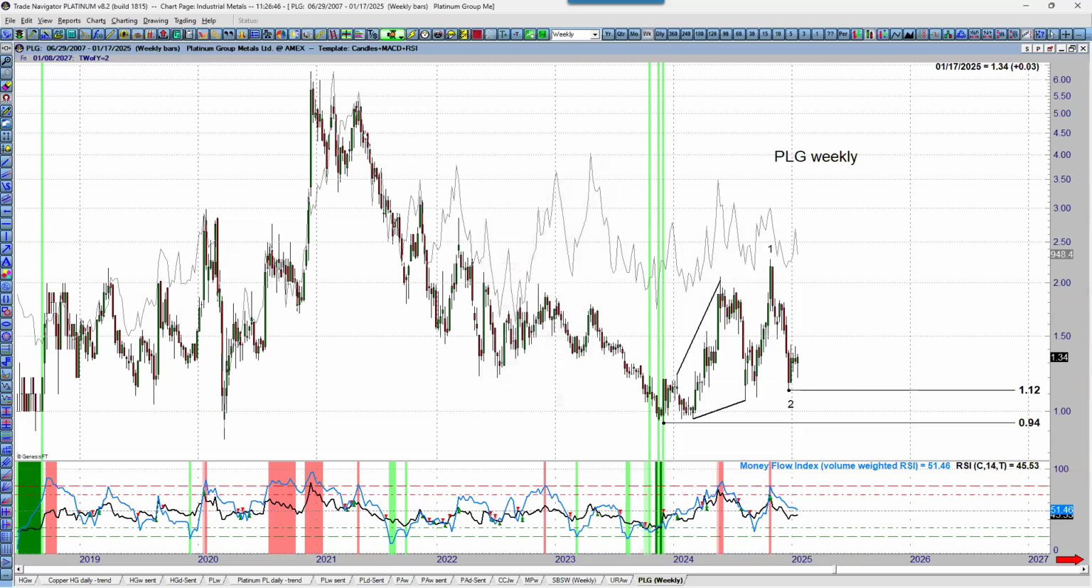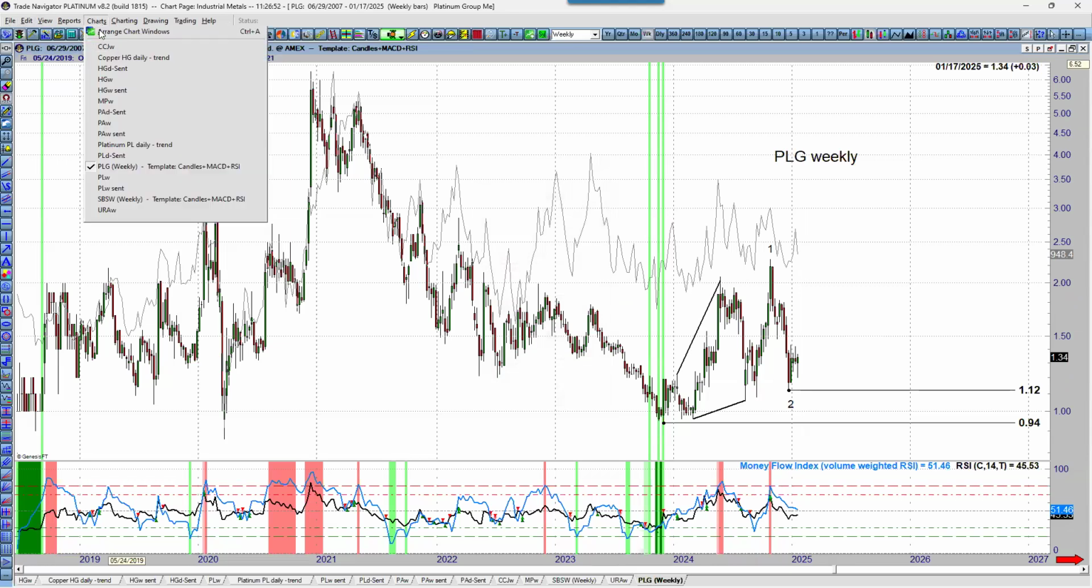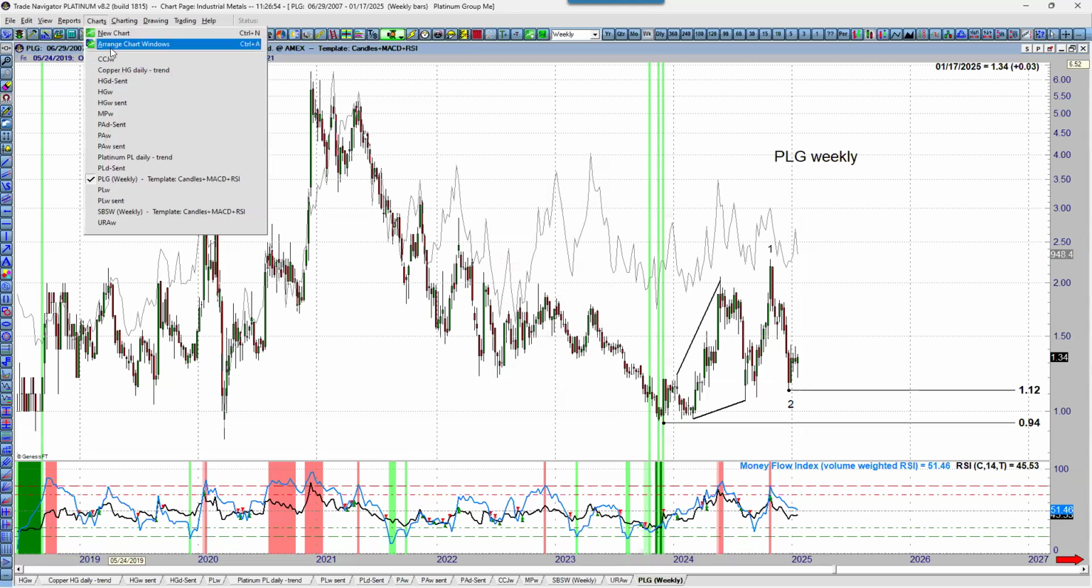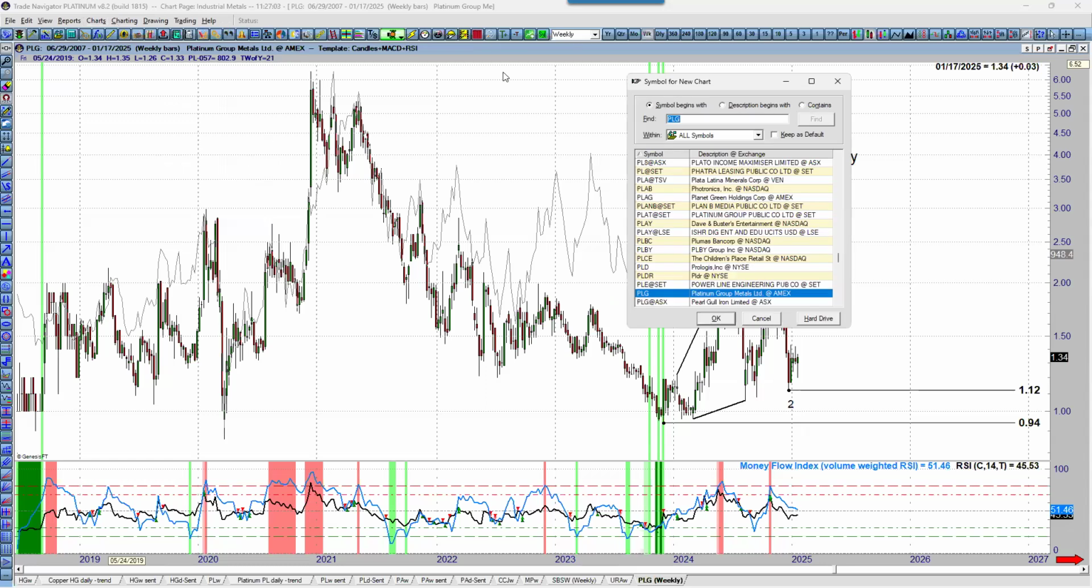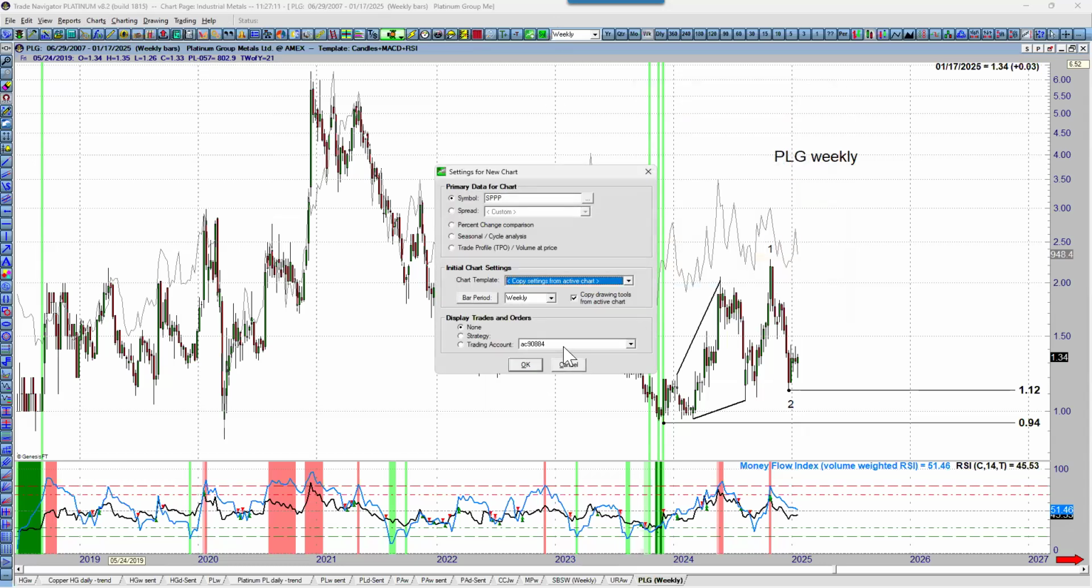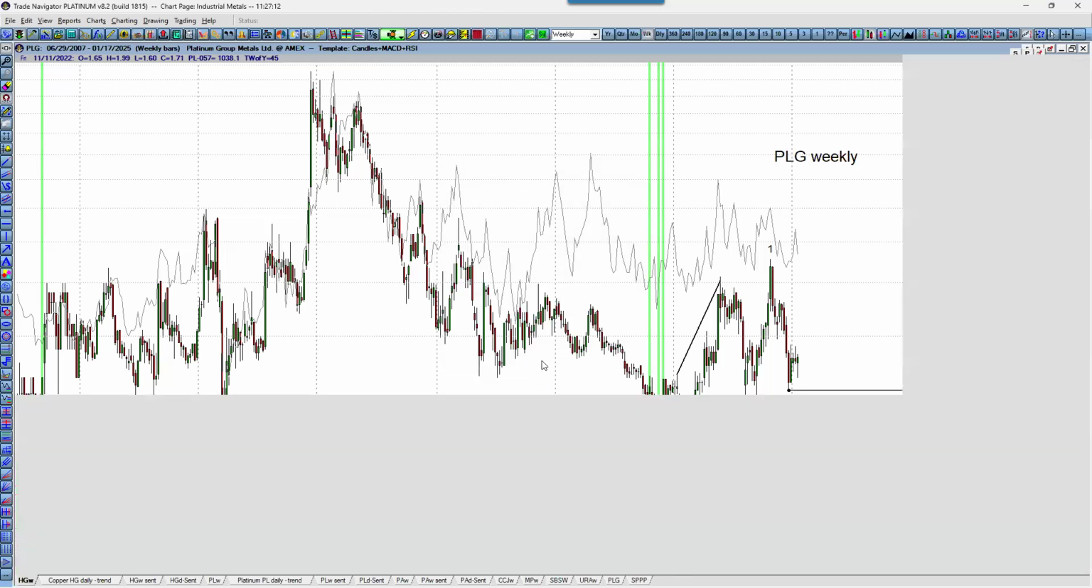So there's PLG. Tobe says SPPP. What's that, Tobe? That sounds like an ETF. Platinum and palladium. Is it an ETF? Yeah. See what that chart looks like.